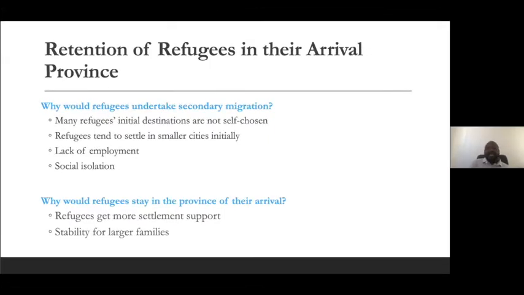And that tends to give them some level of stability and rootedness in the province where they settle. So against this backdrop, what we do in this project is to examine the trends or the retention rates of refugees in comparison to other immigrant categories, specifically economic immigrants and family class immigrants. But we also do these comparisons across cohorts as well. And we use data from the Longitudinal Immigration Database.